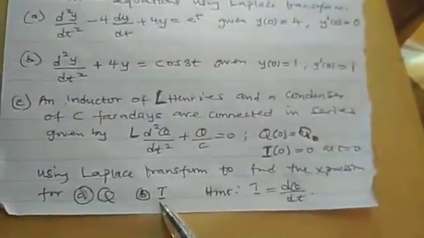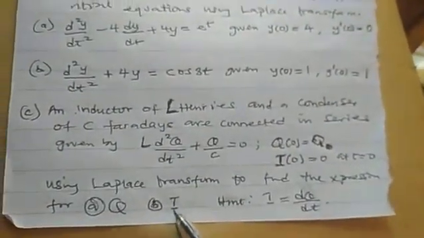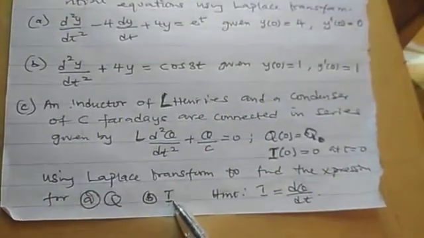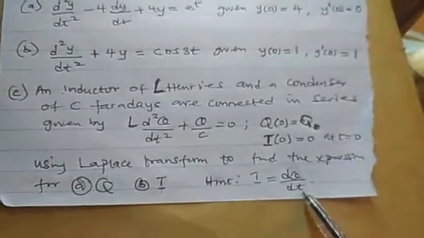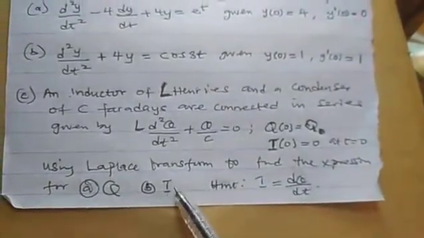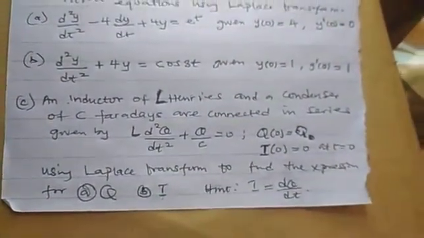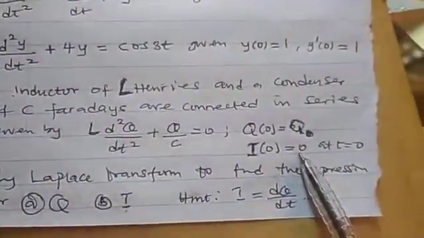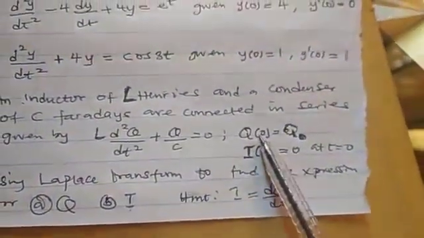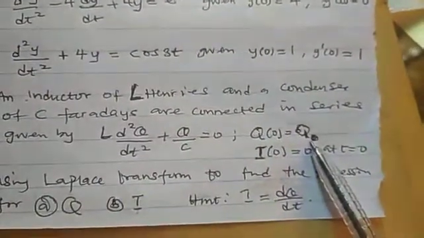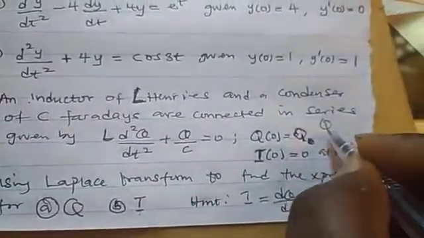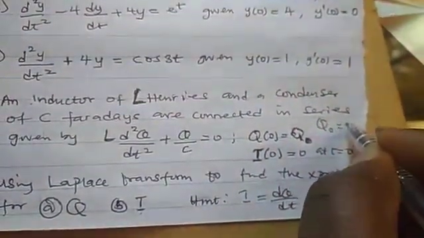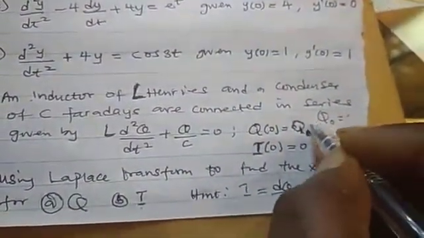The second question says you should find the expression for I. I is the current, which is dQ/dt. Whatever you get here, you differentiate it to get your I. So the initial condition is given. I of 0 is 0, and Q of 0 is Q naught. It is not 0, it is Q naught. Q of 0 is Q naught.